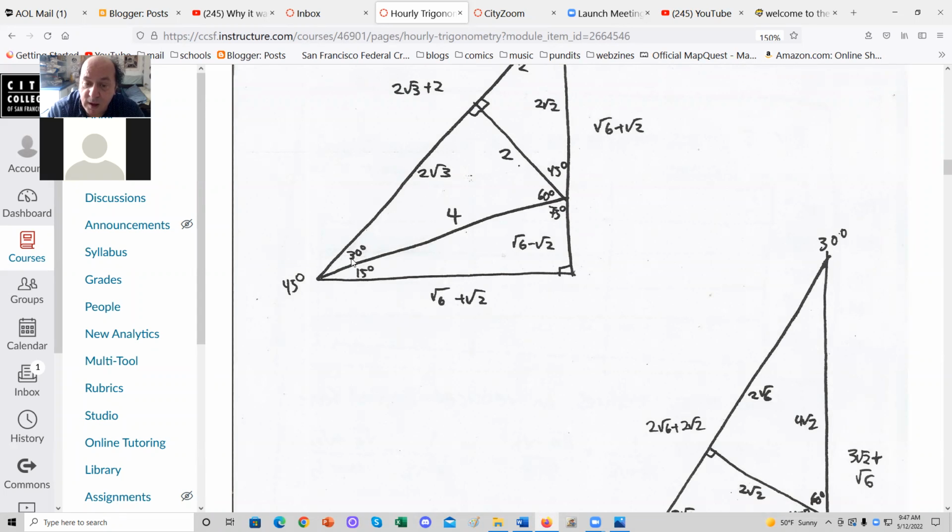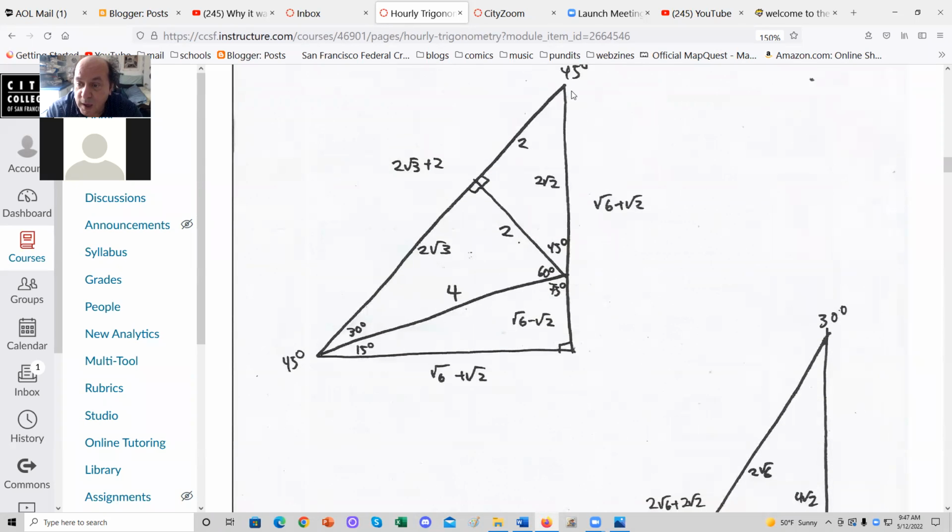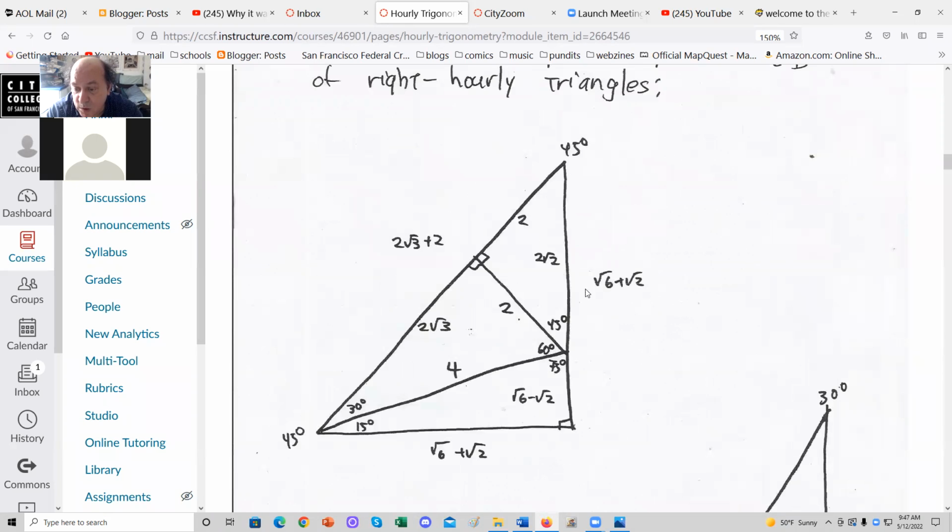This side is 4, and we can figure out 2 root 3, 2 root 2, and so on. And we'll wind up with this side being root 6 plus root 2, this side being root 6 minus root 2, and the side being 4. So sine of 15 will be this over this, root 6 minus root 2 over 4, and that will be the cosine of 75. Cosine of 15 and the sine of 75 will be root 6 plus root 2 over 4. And the tangent will be the ratio of these two, which is why you'll need to rationalize the denominator.